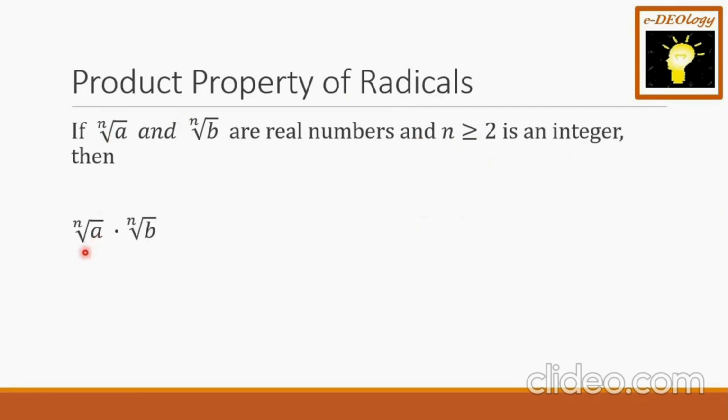Then, if we multiply the nth root of A by the nth root of B, the answer will be the radical with the same n index with the product of A and B. So you see here, the answer is the nth root of AB. This equation here is what we call the product property of radicals. Let us apply that principle for some examples.